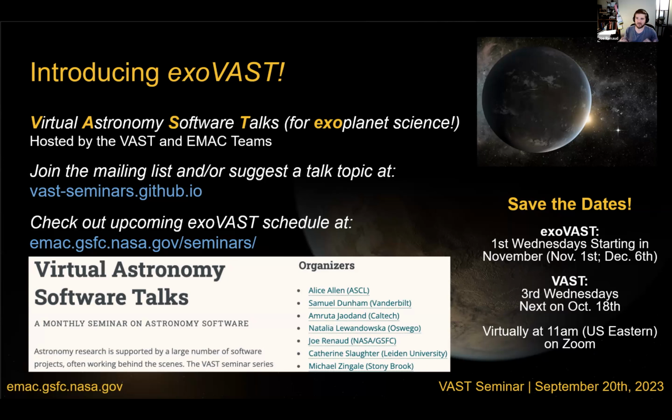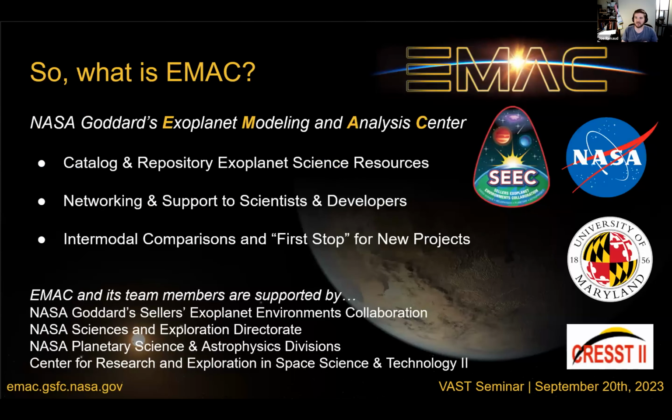So I mentioned EMAC, the Exoplanet Modeling and Analysis Center here at NASA Goddard, but I haven't actually introduced what that is. EMAC has been around since around 2017, 2018, but has really picked up steam in the past couple of years. This is an online catalog and repository for all kinds of exoplanet-related resources, whether they be code and software or databases or anything like that. And the whole mission of EMAC is to, first off, make sure that scientists doing exoplanet research can quickly find the tools and resources they need to conduct that research.